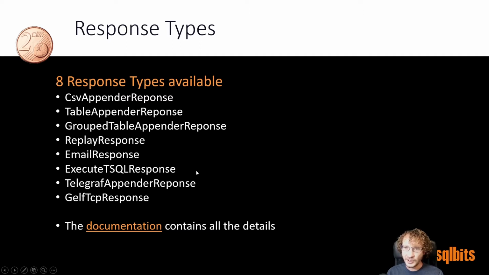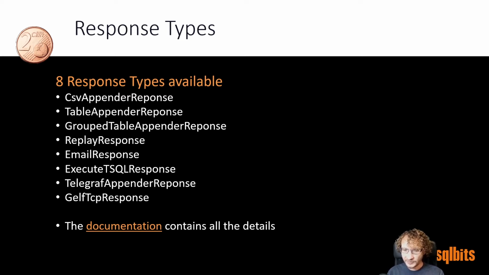Then we have two response types capable of writing to non-relational databases. The first one is the Telegraf appended response. This one is capable of sending the event data to Telegraf, which is the collection agent for InfluxDB, a non-relational database for temporal data. Then we have the GELF TCP response. This one is capable of writing to a Graylog database, a specialized database for logs.